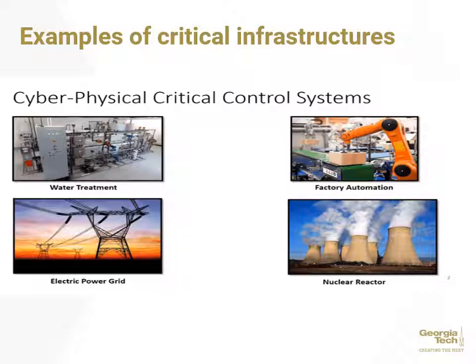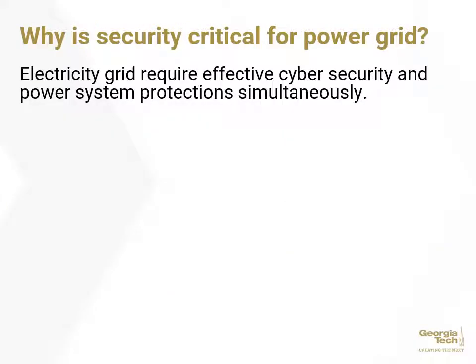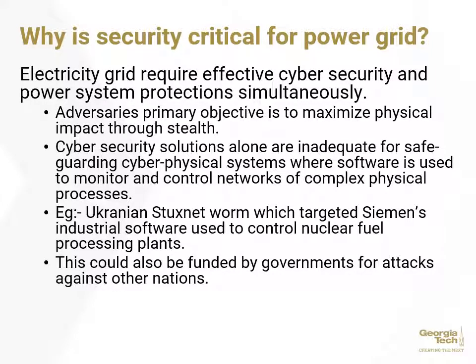So if you see, there have been many multiple ideas from cyber security research. They have actually been deployed currently to keep adversaries out of the critical plants and control systems. But those alone are inadequate. So if you see, why is security critical for a power grid? We might have read about multiple news through various channels where we see that these systems have been attacked. So if you see, an adversary's primary objective is to maximize physical impact through stealth. For example, if they actually target an electricity grid, we know what can happen. The impact could be huge. They could bring down power transmission lines, leading to outages.